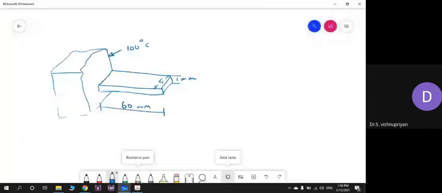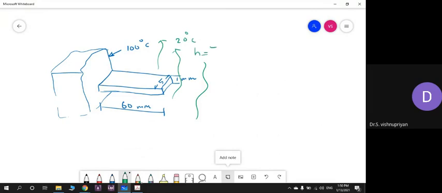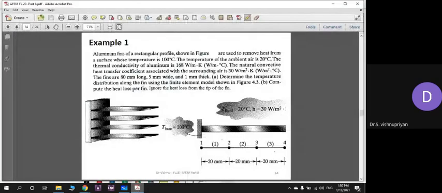So around this fin we have the air which is flowing, and this air has a temperature of 20 degrees, and an h value is given for this air. The question says find the temperature distribution along the fin. That's the first question. The second question says compute the heat loss per fin. Ignore the heat loss from the tip of the fin.